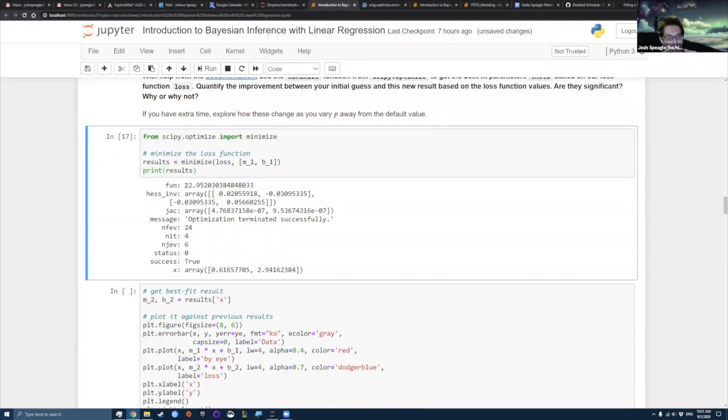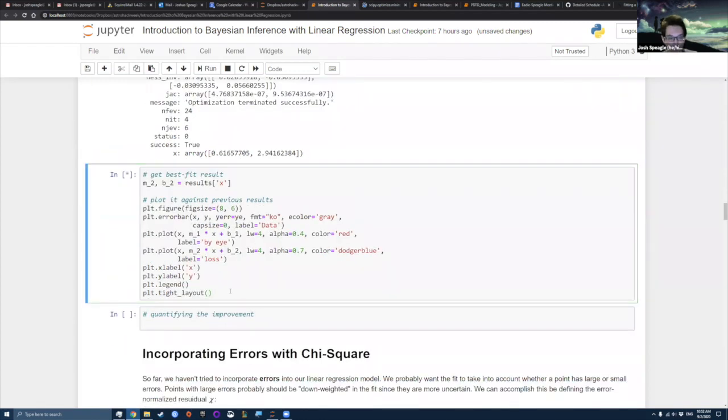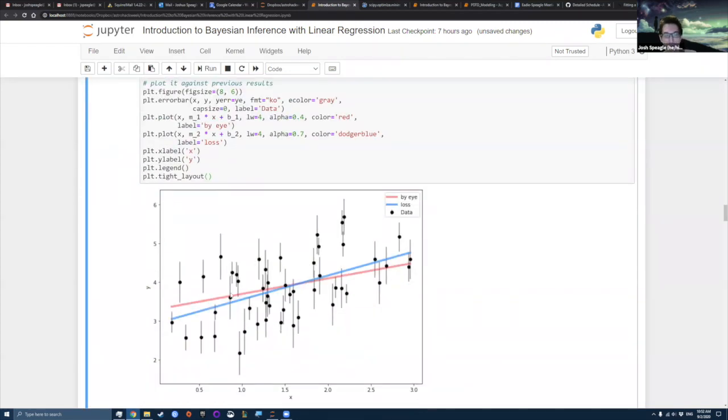The two things we care about is first that it gives you a function value. So it tells you here's what the loss is for the best fit points. And the second is that it also gives you the best fit values. So here is now the new slope and the new intercept, which correspond to this particular value of the loss. So if we plot those out, we can compare that to our original result. That's shown here.